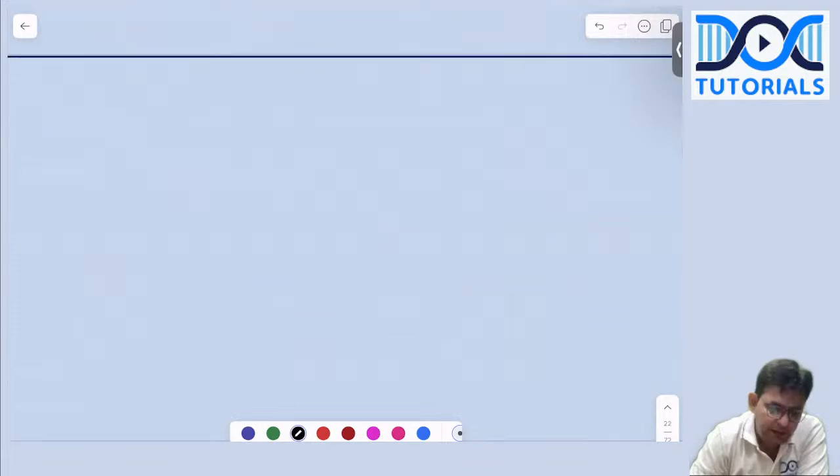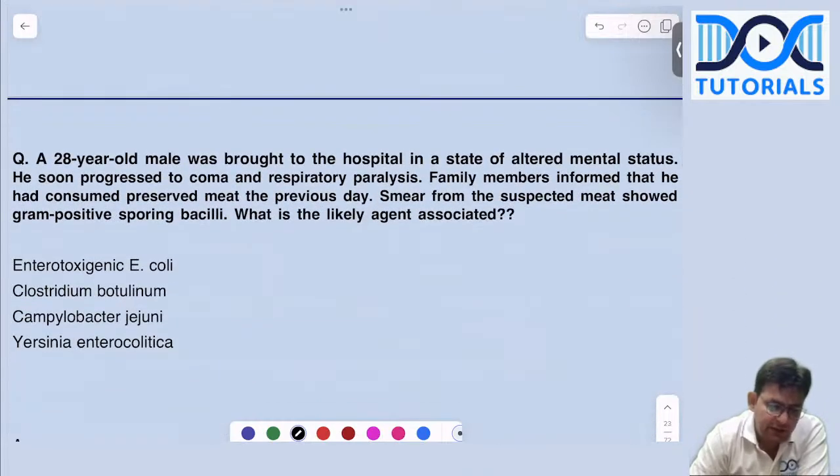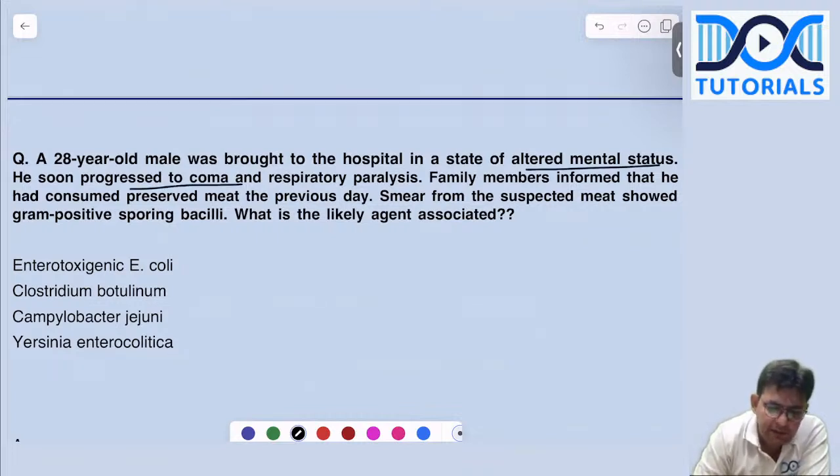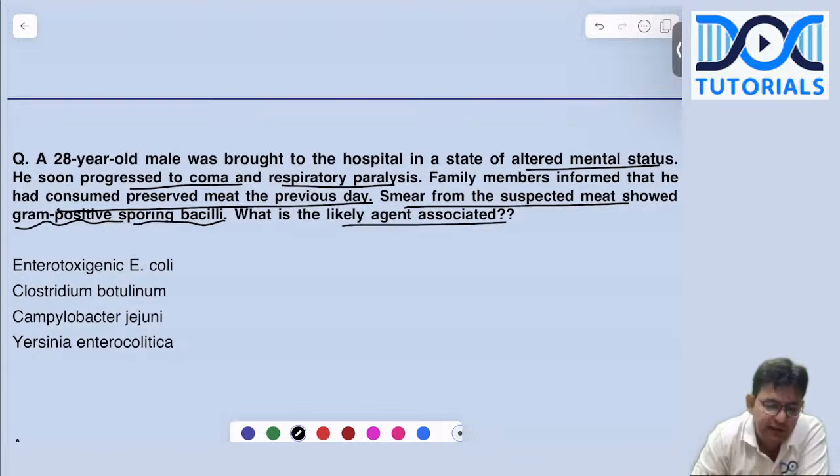Okay. Now, coming to this: a 28-year-old male was brought to the hospital in a state of altered mental status. He soon progressed to coma and respiratory paralysis. The family members informed that he had consumed some preserved meat the previous day. The smear from the suspected meat shows gram positive, sporing bacilli. What is the likely agent associated with this?